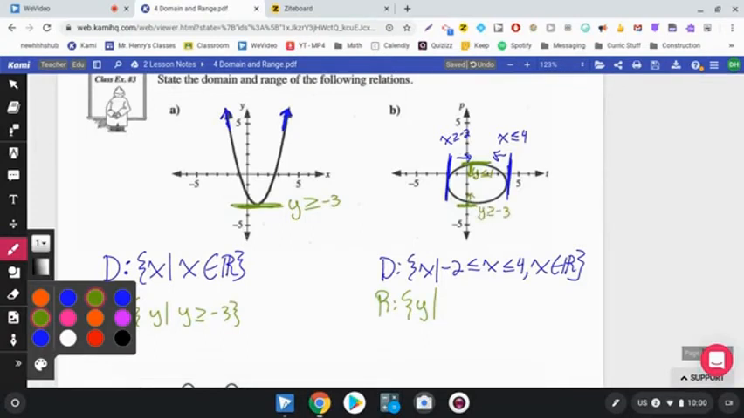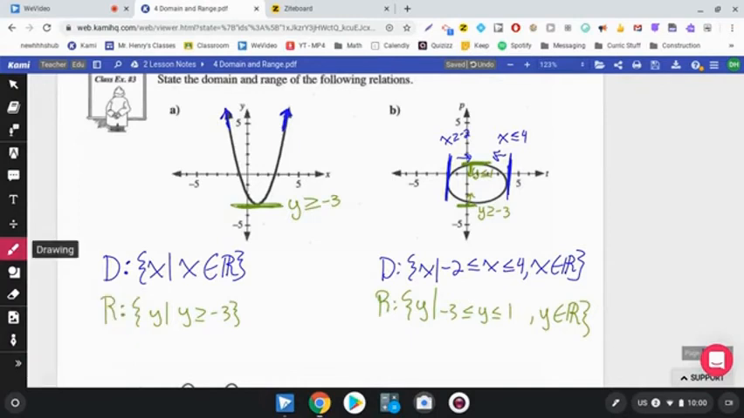Same idea. It's going to be less than or equal to y, less than or equal to, for y an element of the real numbers. And what I have to look at is, what is the smaller number? What is the bigger number? Well, a negative would be smaller. So -3 is less than or equal to y, is less than or equal to 1. And there you have it. That's my domain and range. When I'm locked in, I've got both sides of my walls and I've got a top and bottom. I've got my floor and roof.